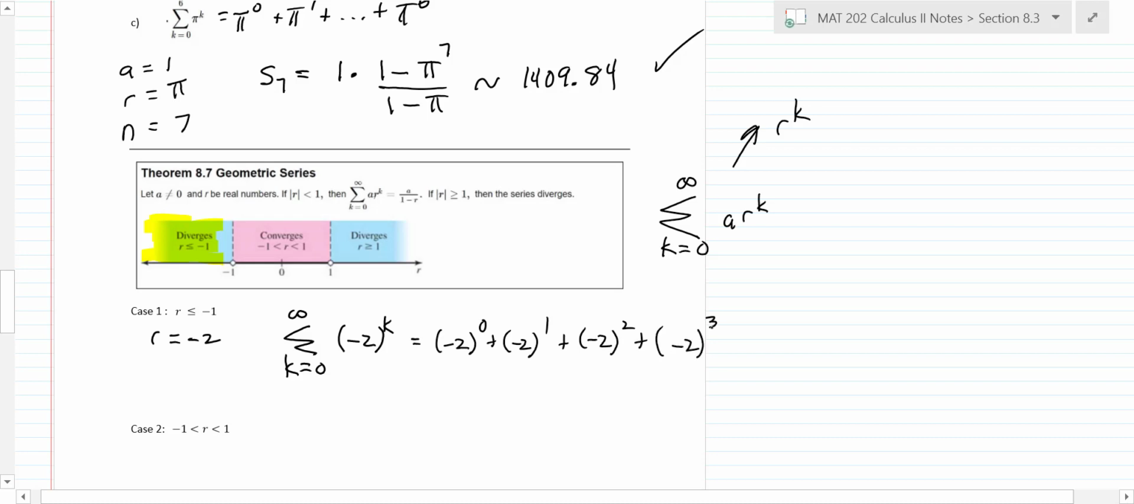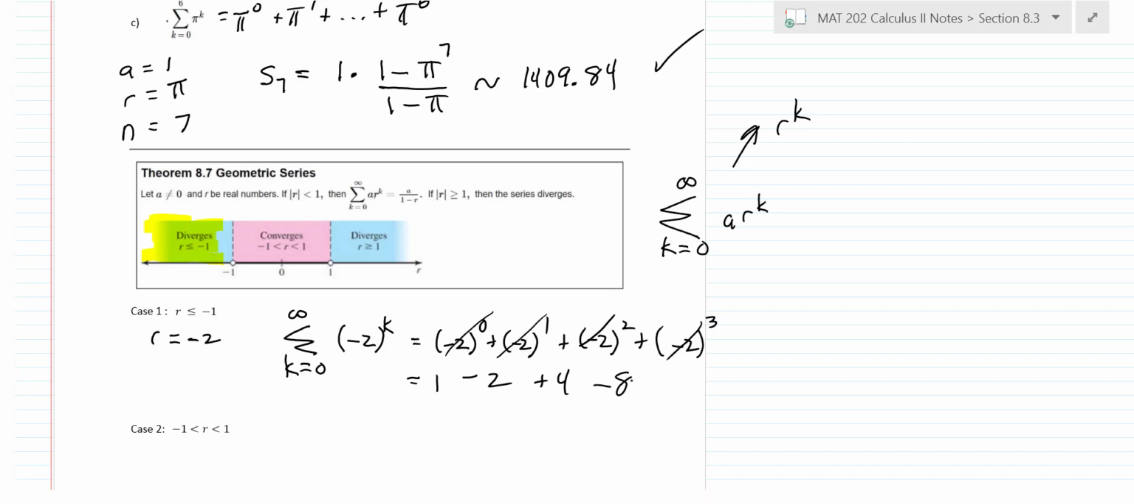So let's see if this will help us understand whether this converges or diverges. This would be 1. That would be -2. This would be 4. That would be -8. So first of all, what do you notice about the terms of that series? They alternate in sign. And the terms are getting bigger too, aren't they? So that is going to diverge because it's alternating and it's not going to any value.